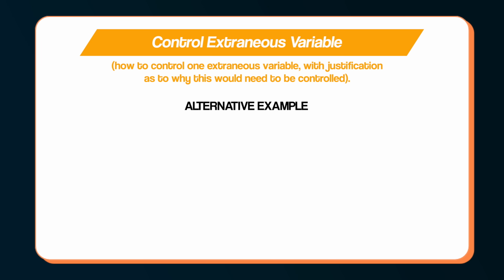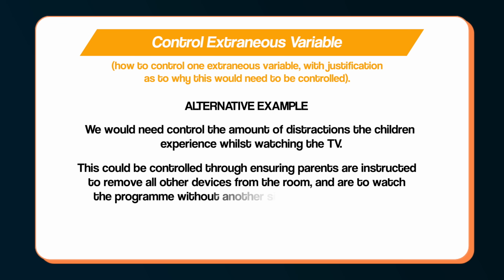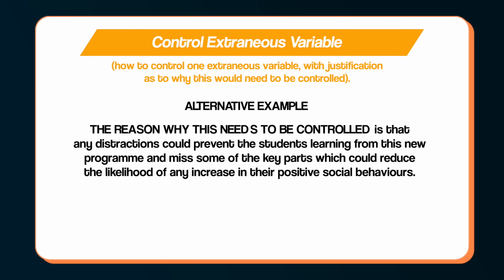So we could write, we would need to control the amount of distractions the children experienced whilst watching the TV. This could be controlled through ensuring parents are instructed to remove all other devices from the room and are to watch the programme without another sibling present who could distract them. The reason why this needs to be controlled is that any distractions could prevent the children learning from the programme and miss some of the key parts, which could reduce the likelihood of any increase in their positive social behaviours.